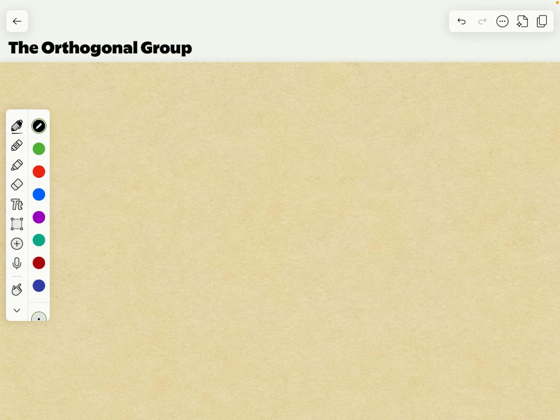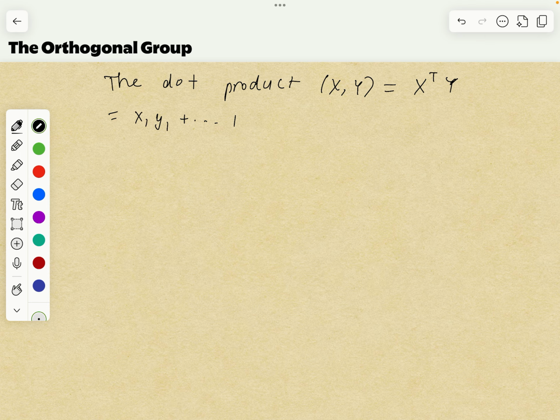So to motivate this, we recall that we have the dot product, say of x and y, which is x transpose y. So this is defined to be x1 y1 plus dot dot dot plus xn yn. This is the dot product on Rn. And it satisfies certain properties.